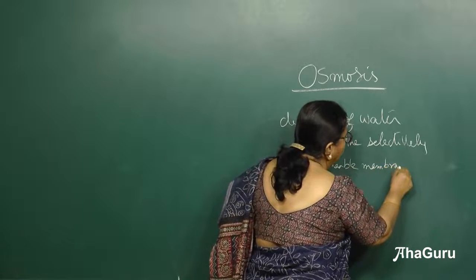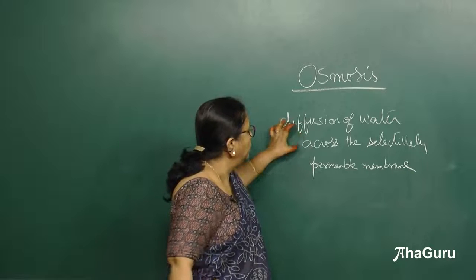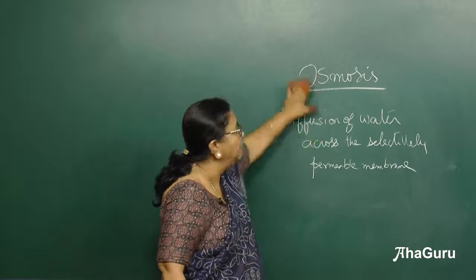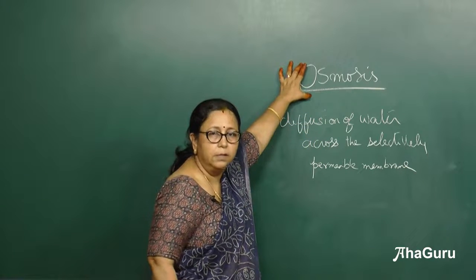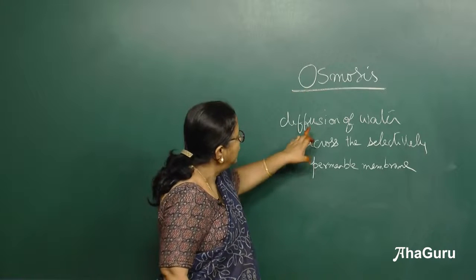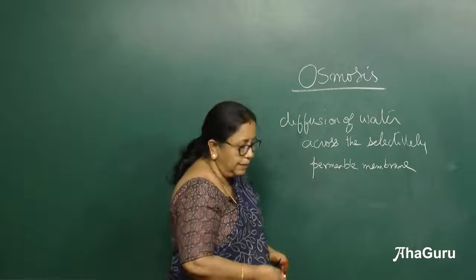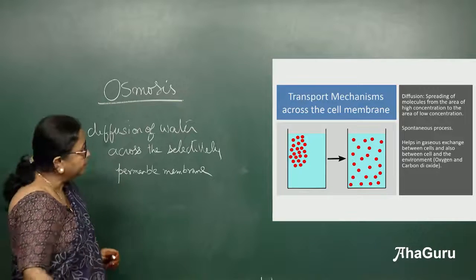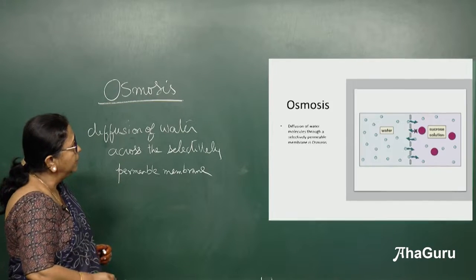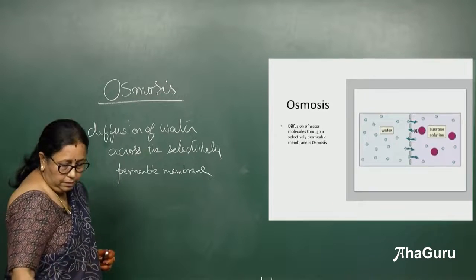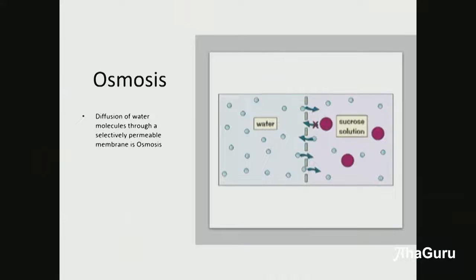Okay, so diffusion of water across a selectively permeable membrane is osmosis. That's all it is. It is just diffusion of water. Let's see how it works, because how does it work in a cell? So let me explain. Let us take, you can see the picture there, right?